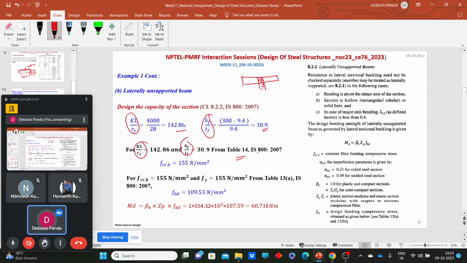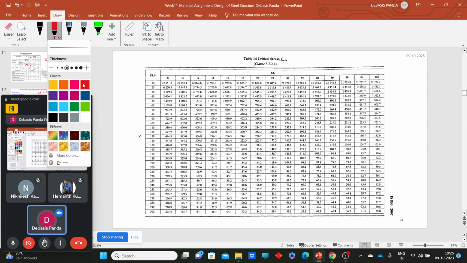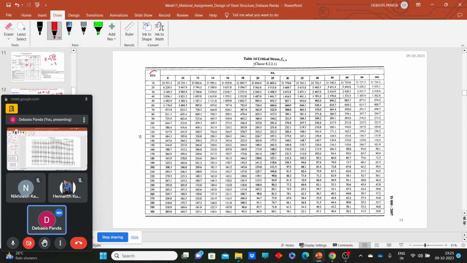Now what do we need to do to calculate the fcrb value? What is the value fcrb? It is nothing but the extreme fiber bending compressive stress. So we need to go to Table 14. Let's go to Table 14 and look for 142.86 and 30.9. So here, this is Table 14 of IS 800.